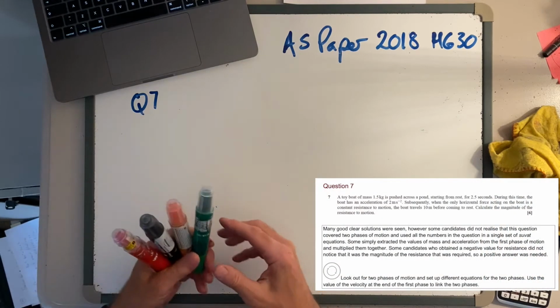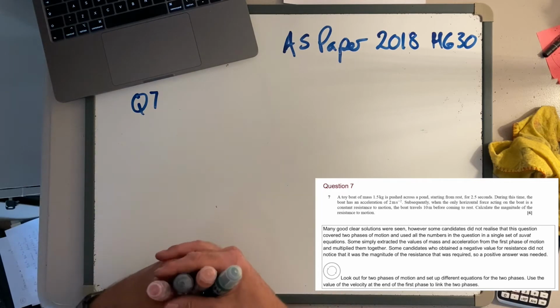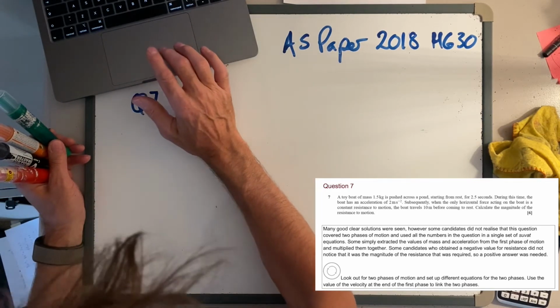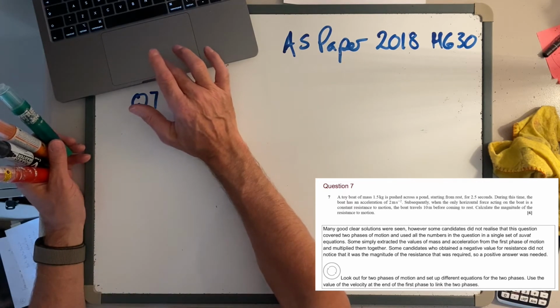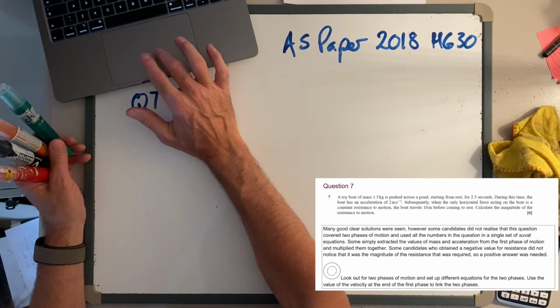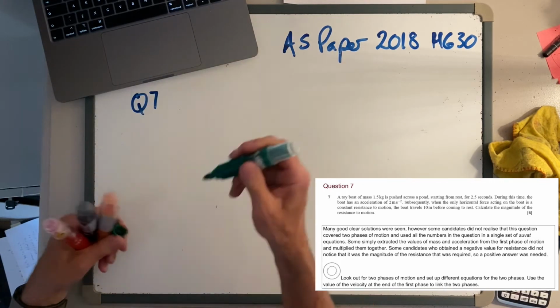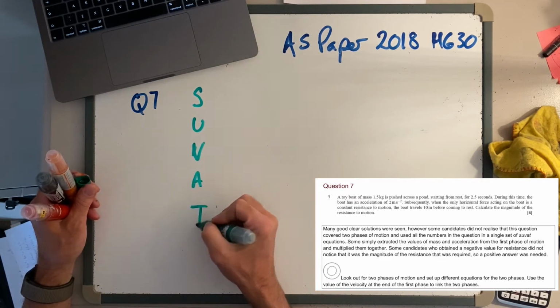Right, so this is question 7. A toy boat of mass 1.5 is pushed across a pond and starts at rest. So it looks like it's a SUVAT question, and because of that, what I want to do is write out all my SUVAT things I know. So SUVAT, here we go.